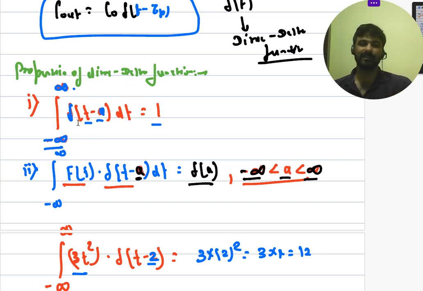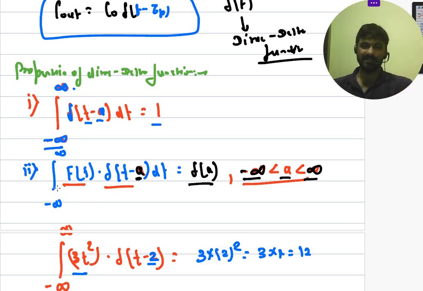So the integral from minus infinity to infinity of delta t minus a dt will be equal to 1, meaning the area under the Dirac delta function is equal to 1, when the base on the x-axis, the thickness, tends to 0, and on the y-axis it goes to infinity. That's why we say the area under the Dirac delta function is equal to 1.